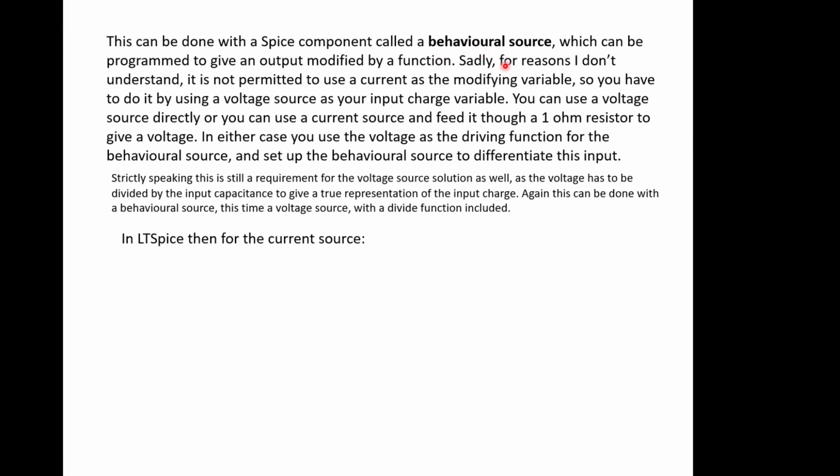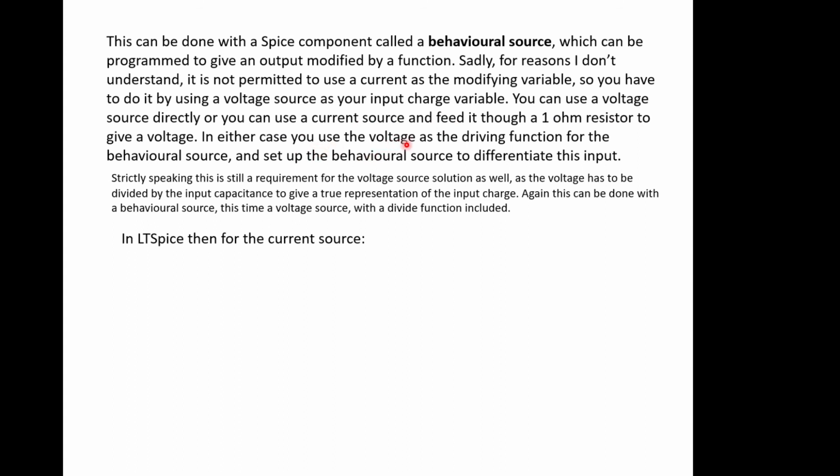But it says here, sadly, for reasons I don't understand, it's not permitted to use a current as a modifying variable, so you have to do it by using a voltage source as your input variable. The reason, or what this means, will become apparent in a minute. So we can feed a signal into our behavioural source either using a voltage source directly, or we can use a current source and feed it through a 1 ohm resistor to give a voltage. In either case, we'll look at what that really means in a minute.